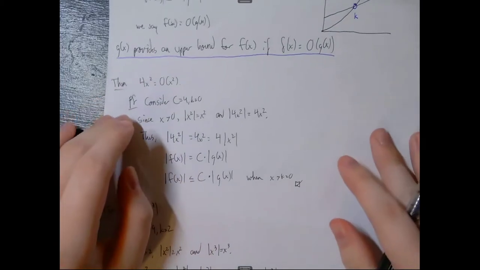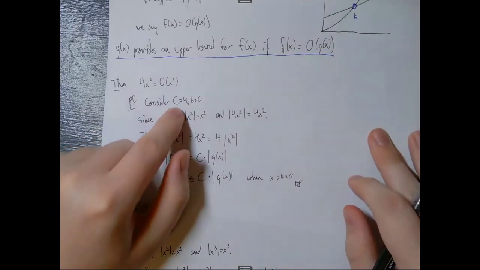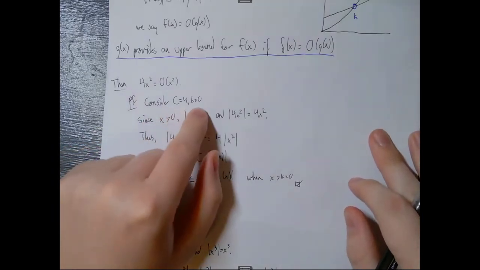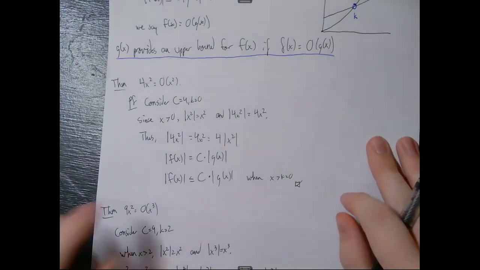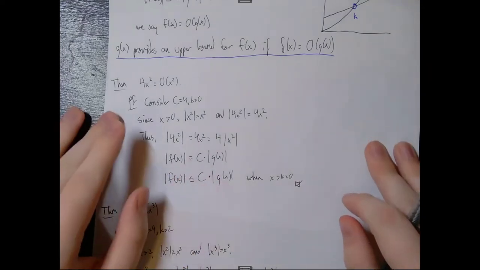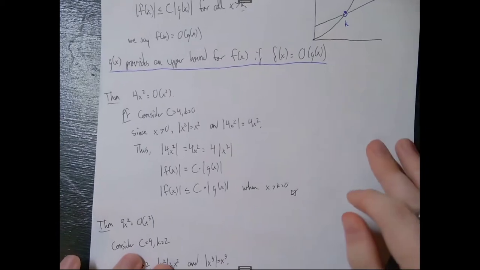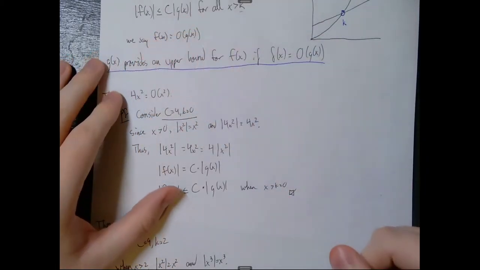What we're going to do to show that 4x squared is O of x squared is consider c equals 4 and k equals 0. And for c equals 4, k equals 0, we're going to show that the absolute value of f of x is always less than or equal to c times the absolute value of g of x. So I say, consider c equals 4, k equals 0.